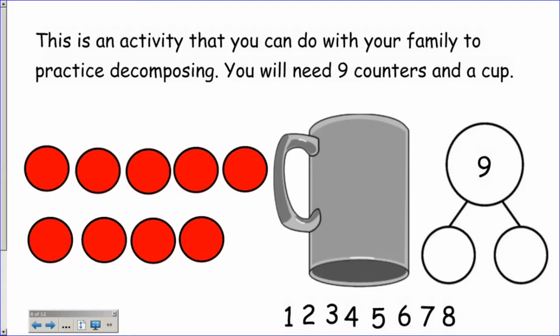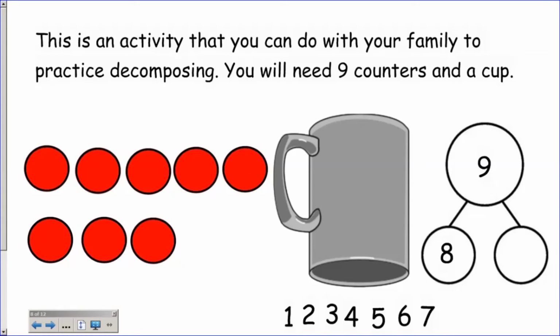And you will need to close your eyes as someone in your family will hide some counters under the cup. So go ahead and close your eyes. Okay, so open your eyes. The first thing you want to do is look to see how many counters you have left in front of you. Well, let me see. 5, 6, 7, 8. I see 8 counters.